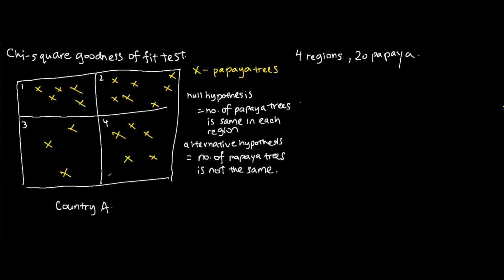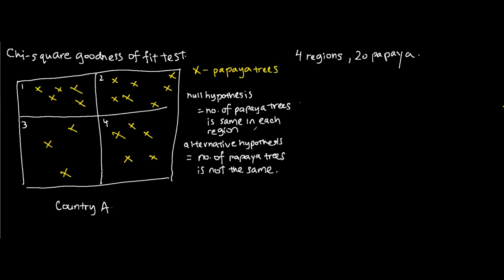we apply this test. So let's say, for example, I have this whole country A, which is square shaped. And for country A itself, there are papaya trees that are distributed into different regions. Let's say I divide this country into 4 different regions, and I think that the number of papaya trees is the same in each region. All right, so I want to test whether my guess that the number of papaya trees is the same in each region is correct.